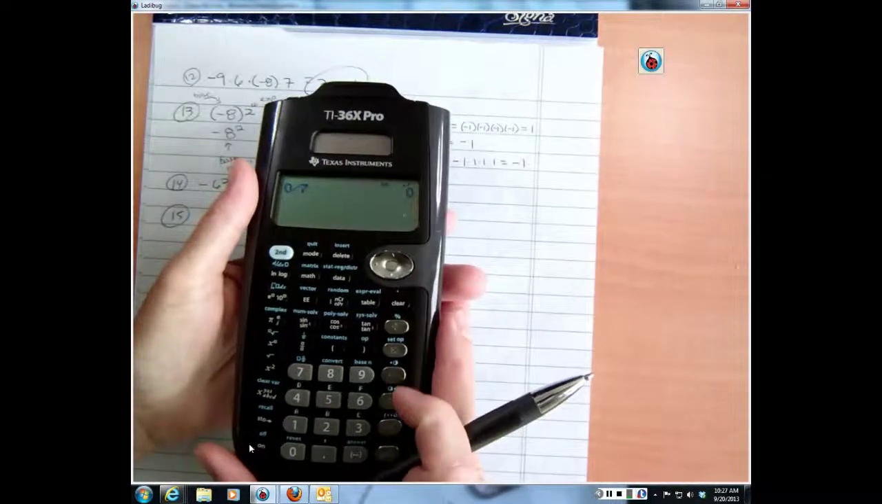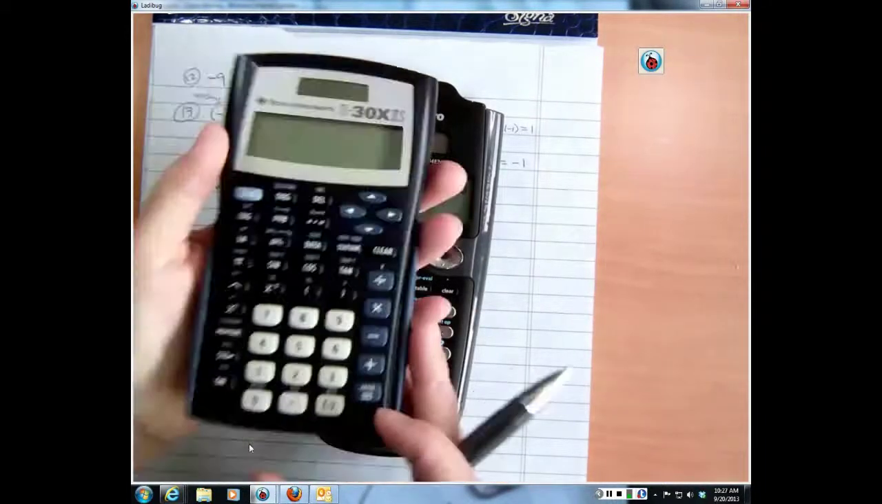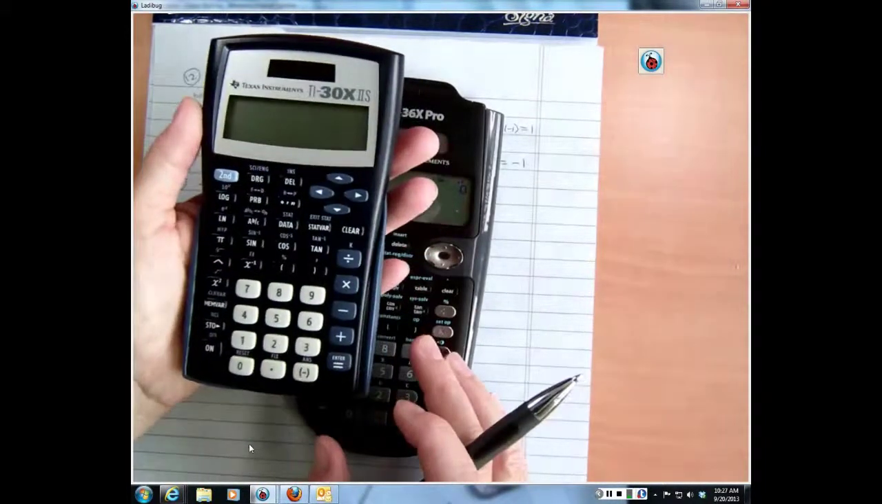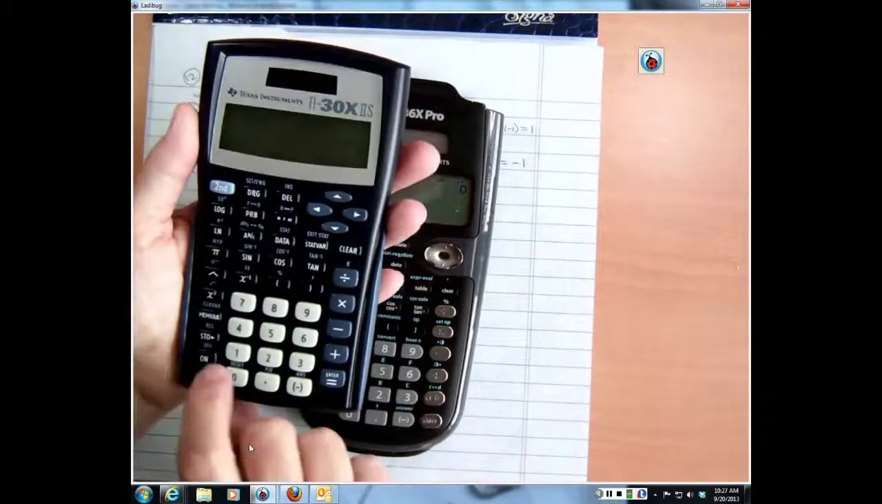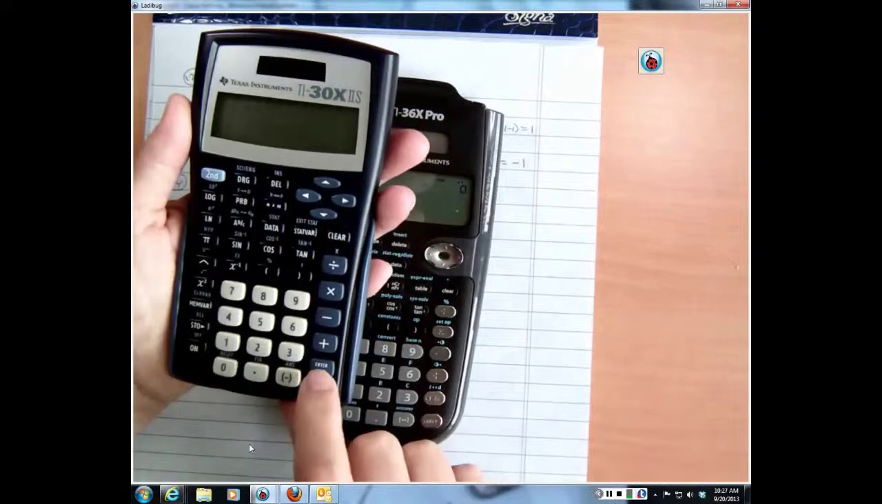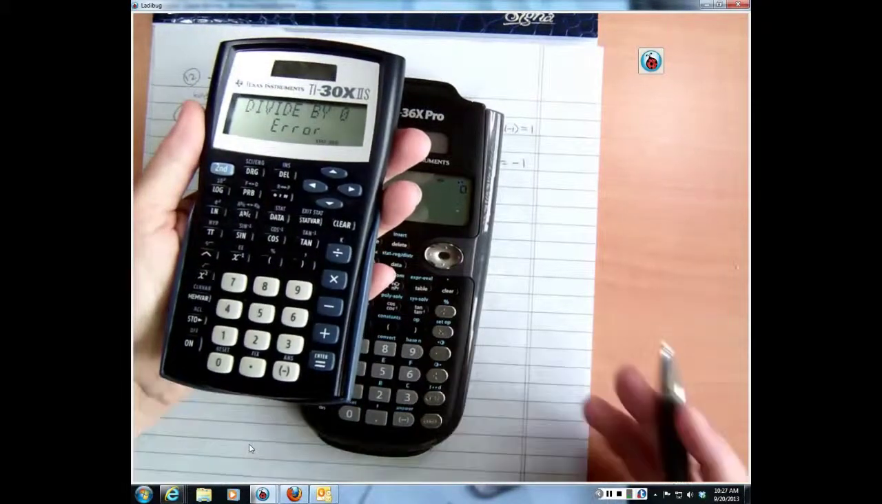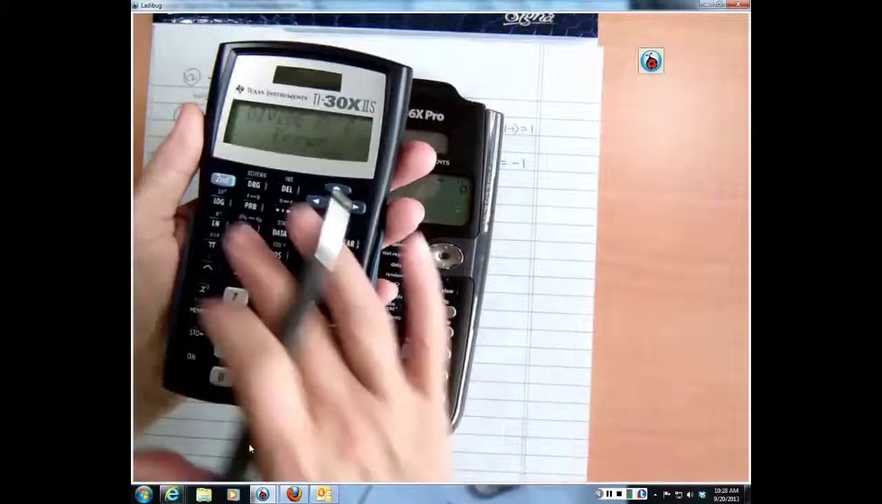Any calculator in the world. This is another calculator that I have suggested in the past that people own, this little TI-30XS. No matter what calculator you use, if you take 7 and divide by 0, you're going to get an error message, right? Always. Nobody can divide by 0, whatever calculator you're using.